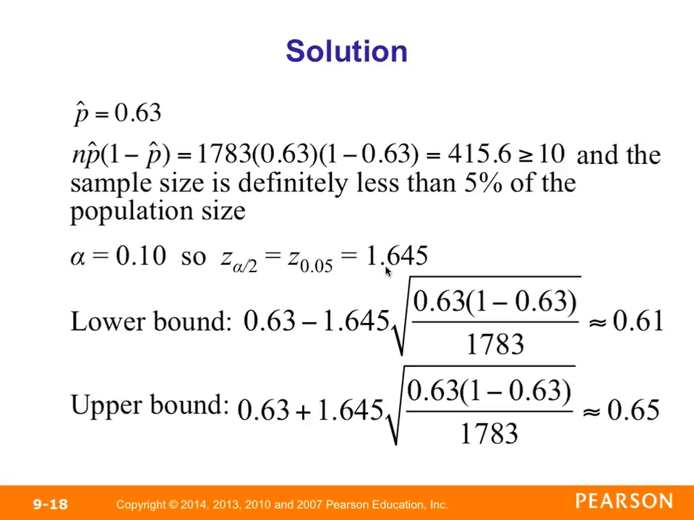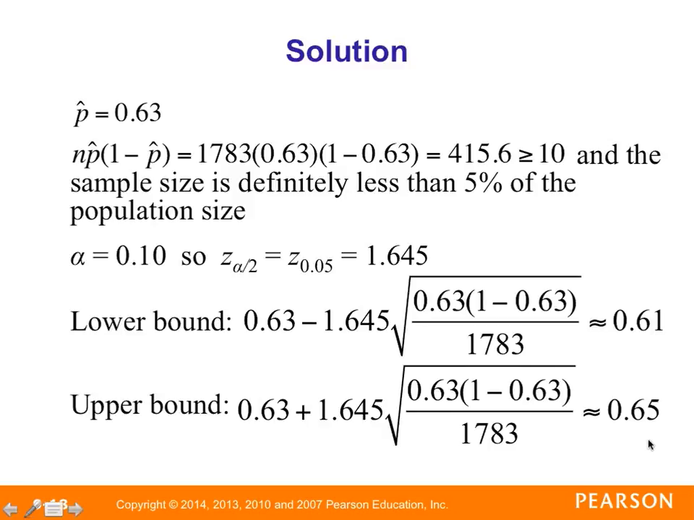So in order to actually create our confidence interval, all we have to do is take our point estimate, which is our 0.63, and then we add and subtract this z, which is 1.645, and then we multiply that by the square root of 0.63 times 1 minus 0.63, so that's our p hat times 1 minus our p hat, over n, which was 1783. And if we add and subtract it, we get 0.61 to 0.65.